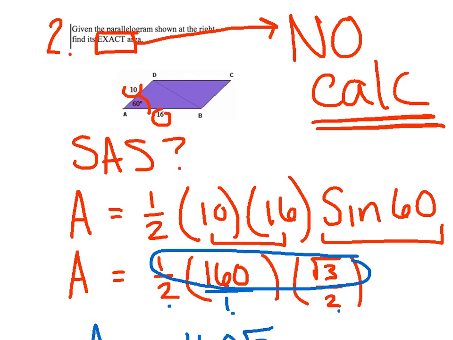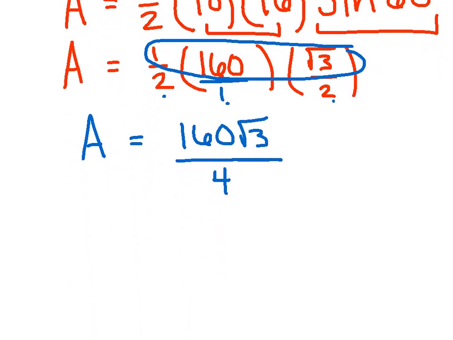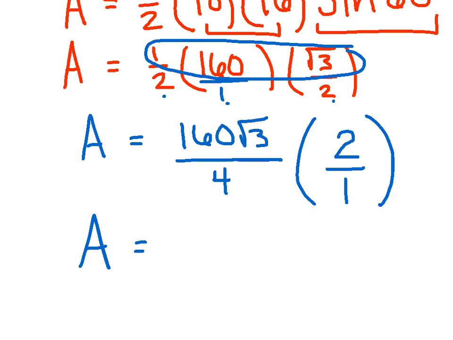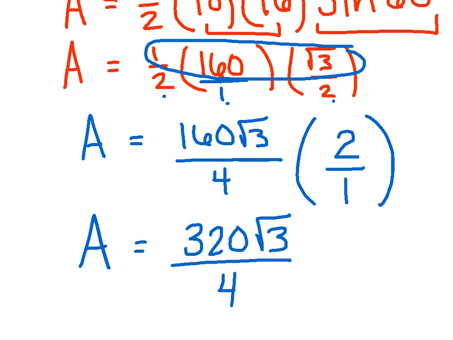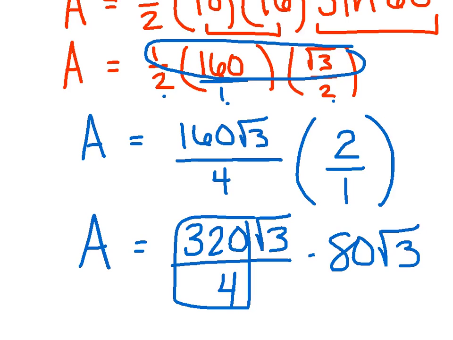I want you to go back to this picture. How many triangles do you see here? A parallelogram is made up of 2 triangles. So I've got to take that answer I have, and I have to multiply it by 2. And again, it's easier if you make it a fraction, believe it or not. So I'm going to say 2 over 1. So I actually get an area of 320 radical 3 all over 4. And I can reduce this. 320 divided by 4 is 80 radical 3.